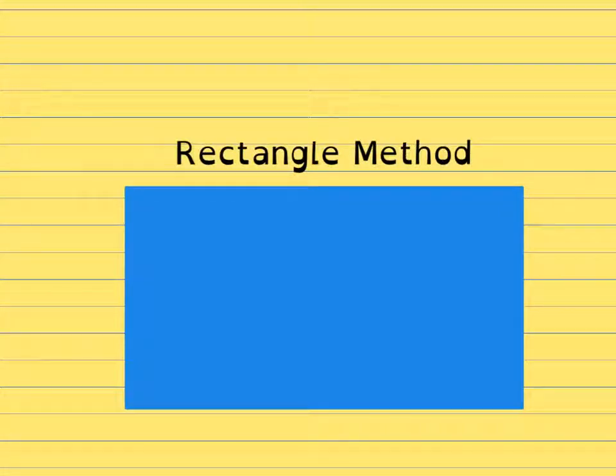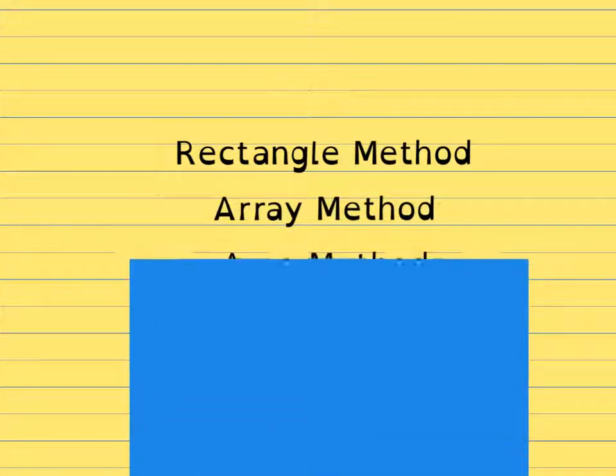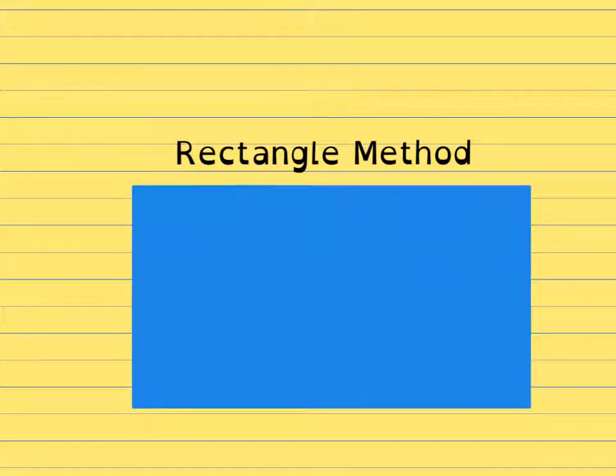Today we're going to be talking about how to use the rectangle method when we're multiplying larger numbers. The rectangle method might also be called a few other names that all refer to the exact same thing. You might hear it referred to as the array method, the area method, or the box method. In our class, we are going to refer to it as the rectangle method.